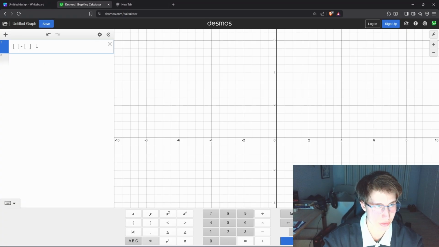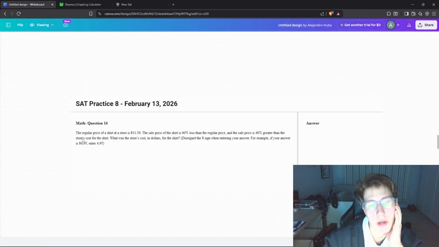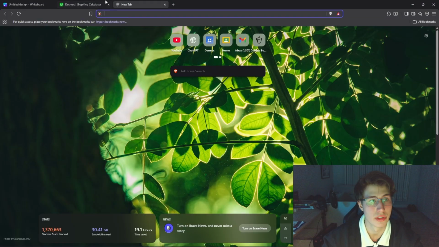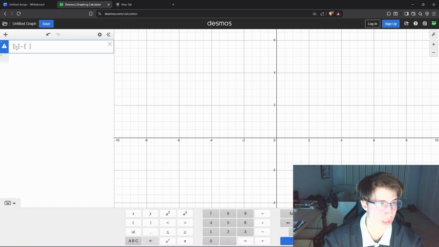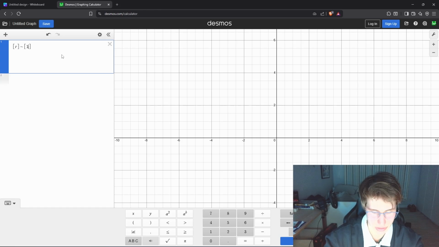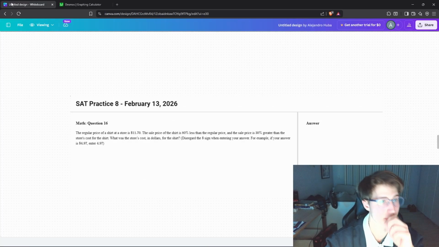So we'll set up our two boxes. The sale price of the shirt is 80% less than the regular price, and the sale price is 30% greater than the store's cost for the shirt. What is the store's cost in dollars for the shirt? So let's call the regular price R, and we'll say that that is equal to $11.70.